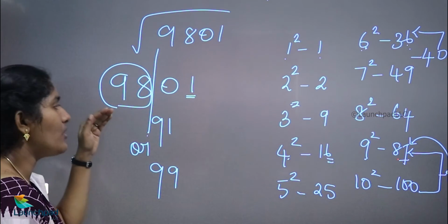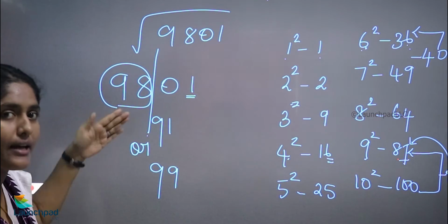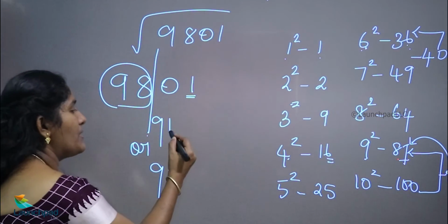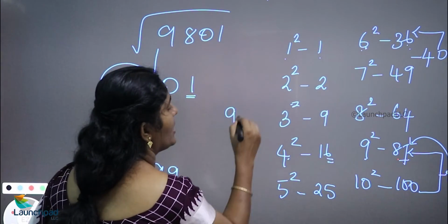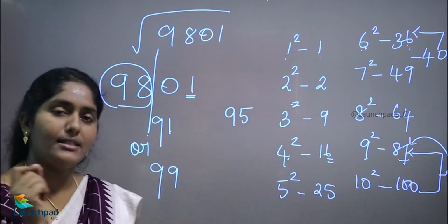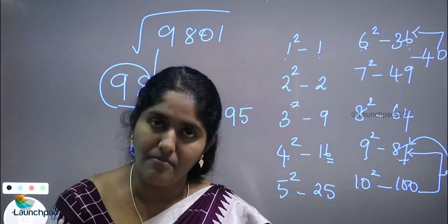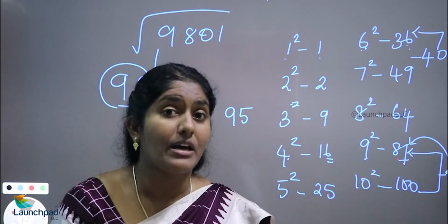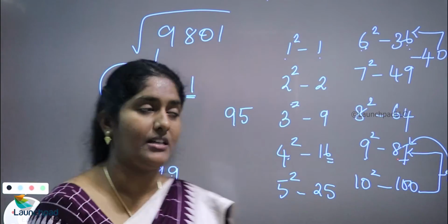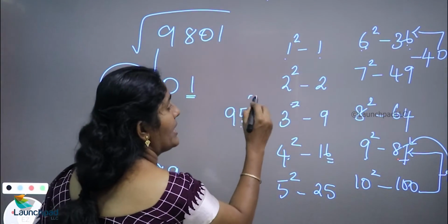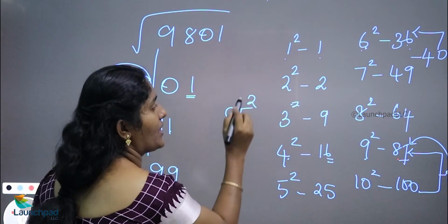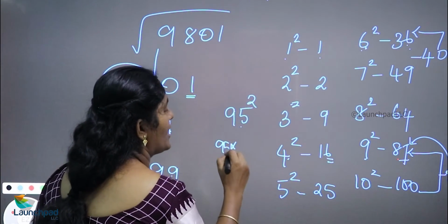Okay, so I want to confirm which number is the correct answer. What is your middle value here? 95. What are the numbers available? You can consider that the number is ending with 5. If a number is ending with 5, we can find the square answer for that number very easily. The shortcut for finding the square answer: for 95, it is 95 into 95.